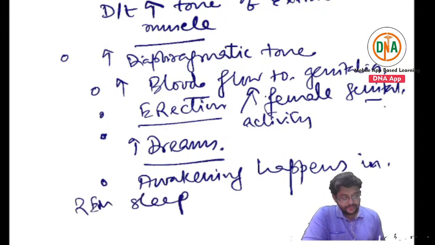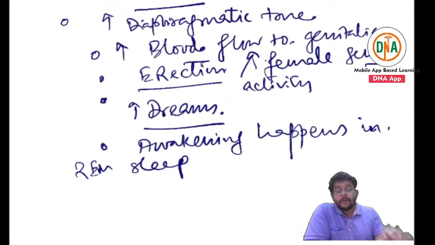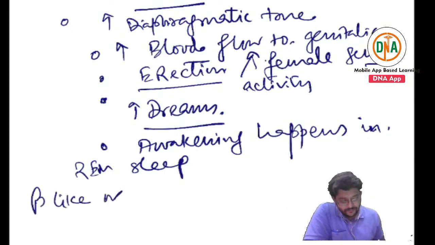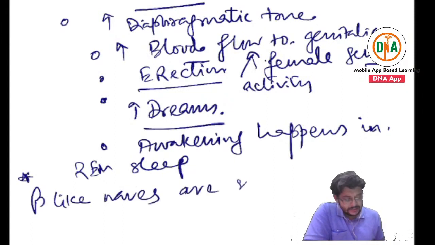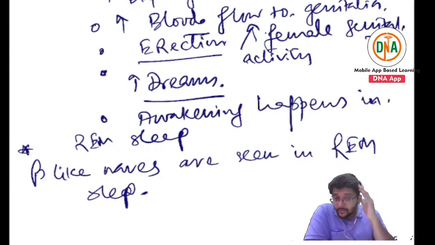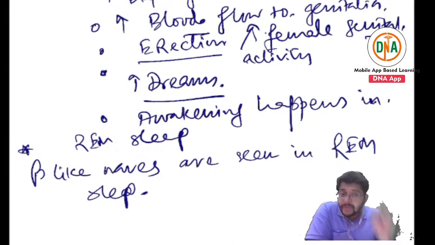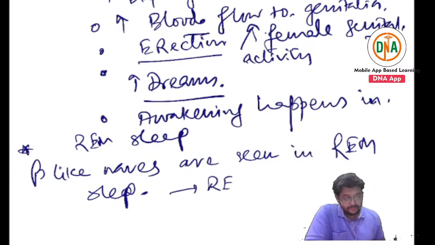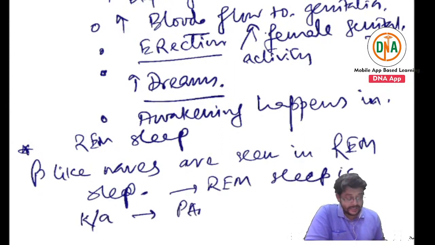The EEG wave that we find in REM sleep is more high frequency, more like beta-like waves. So mostly beta-like waves, this is extremely important. See, beta-like waves are seen in REM sleep. Now, this is very paradoxical. Beta-like waves are basically seen during awakening when you are alert. But again, in a type of sleep, it is being seen. That's why REM sleep is known as paradoxical sleep.